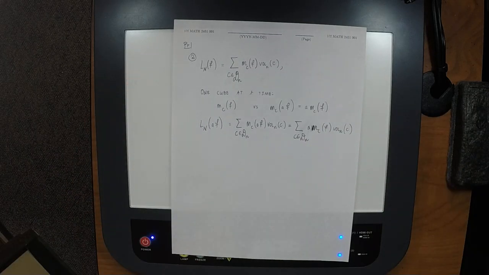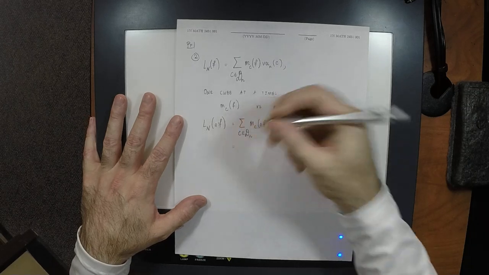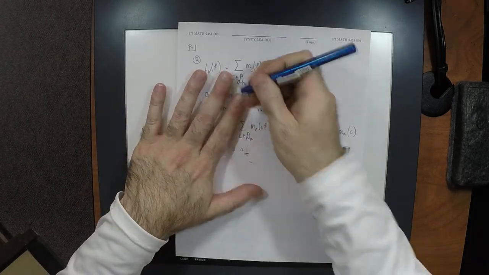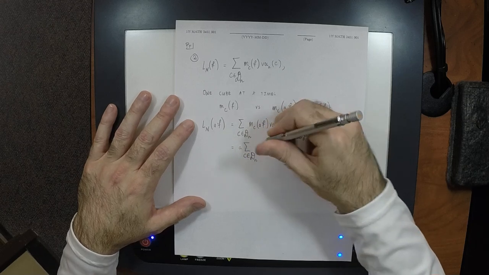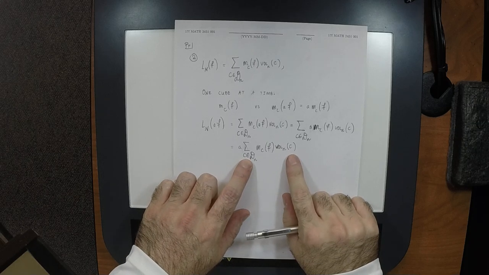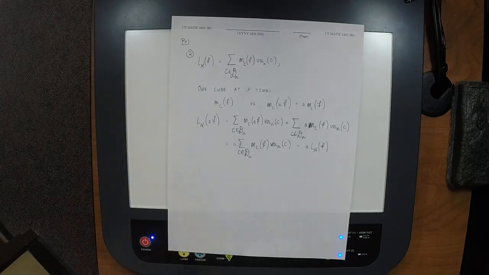Now how about summation? Is summation homogeneous? It is, right? Except in the particular case of summation, the homogeneity is called, fishing for a D word, distributive. So the A came outside of the inf, now it can come outside of the sum, outside of the sigma. So now it's A times the sum over Dn of inf f times the volume of C. But what is this that I just wrote? This is Ln, so this is A times Ln of f.